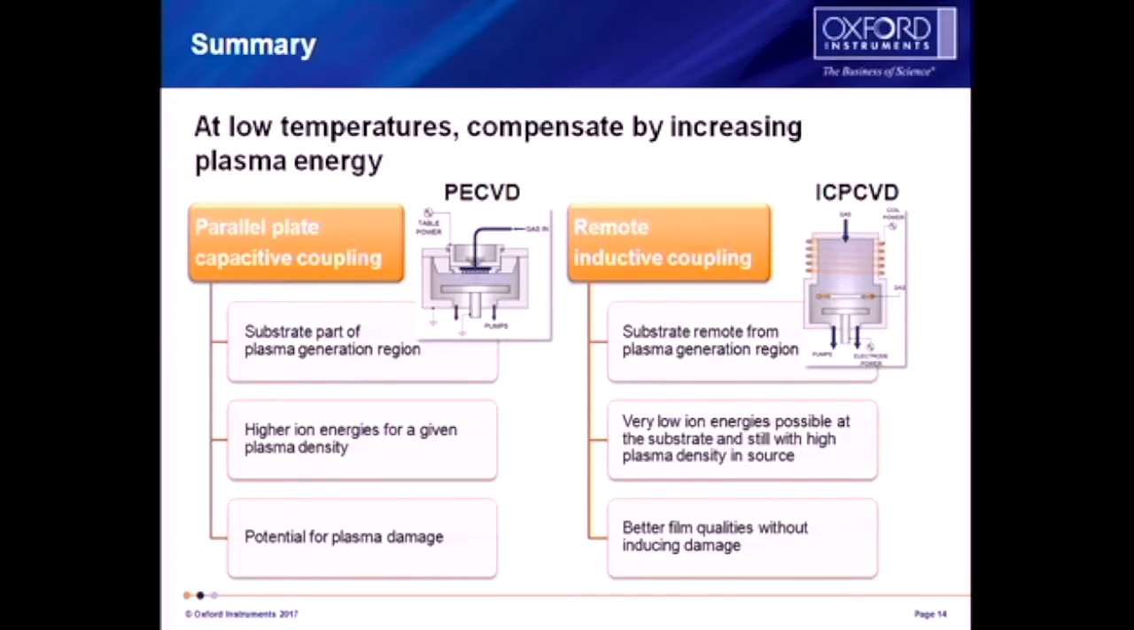And then we have ICP CVD, where your plasma is generated away from your substrate, and you can achieve very low ion energies, depending on whether you use your electrode power or not, and you can achieve very good film qualities without inducing damage.